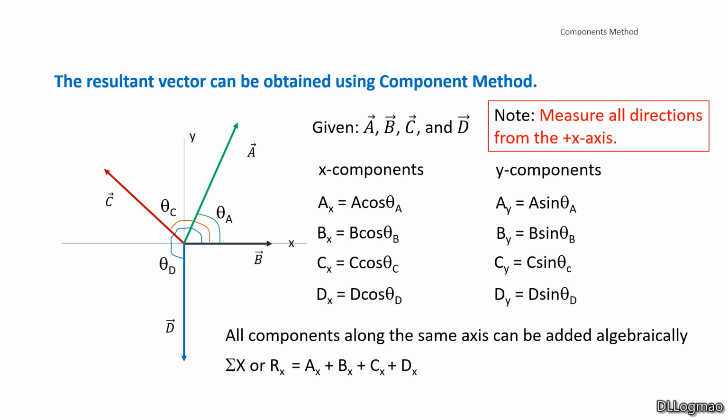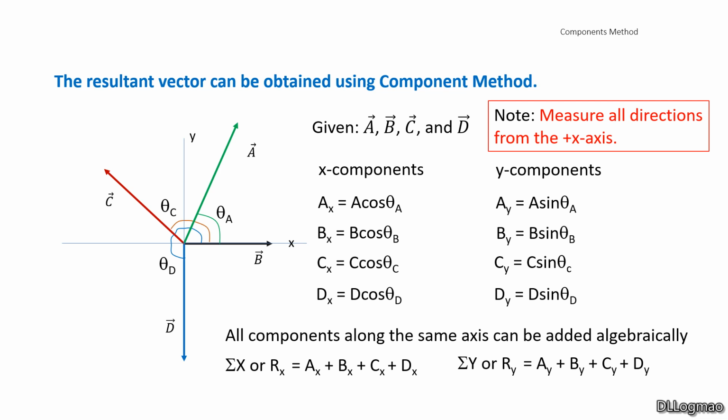Summation x, or R sub x, is equal to the sum of A sub x, B sub x, C sub x, and D sub x. Summation y, or R sub y, is equal to the sum of A sub y, B sub y, C sub y, and D sub y.